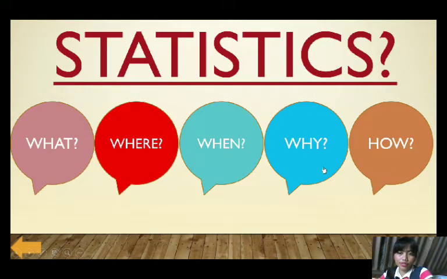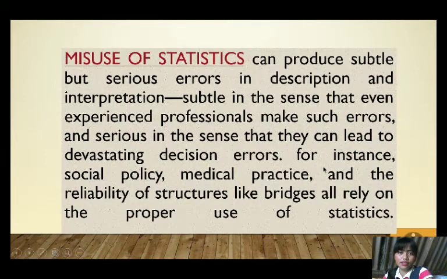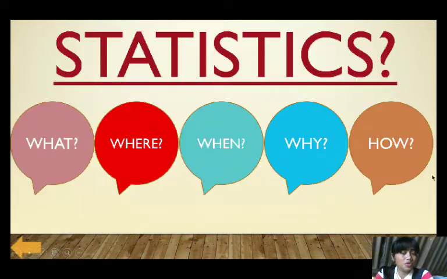Okay, next. Why are we using statistics? Because misuse of statistics can produce subtle but serious errors in description and interpretation. Subtle in the sense that even experienced professionals make such errors, and serious in the sense that they can lead to devastating decision errors. For instance, social policy, medical practice, and the reliability of structures like bridges all rely on the proper use of statistics.